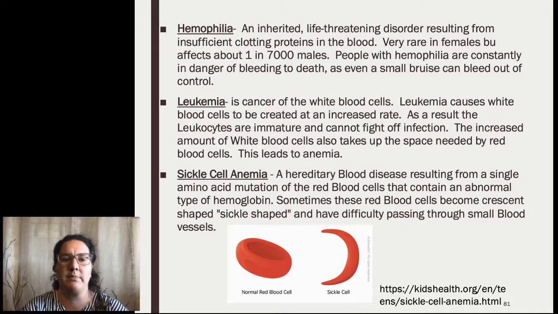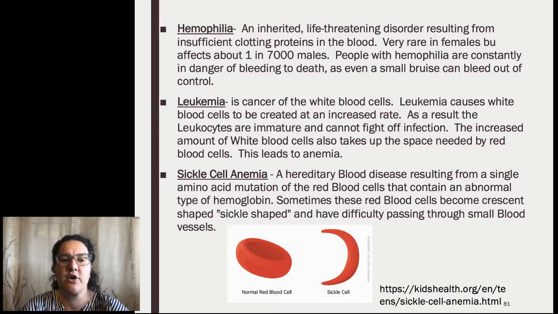Leukemia is cancer of the white blood cells. It causes the white blood cells to be produced at an increased rate. People with leukemia often have a high white blood count, but the leukocytes are immature, so they cannot fight off an infection. The increased white blood cells also take up space needed by red blood cells, which can lead to anemia.